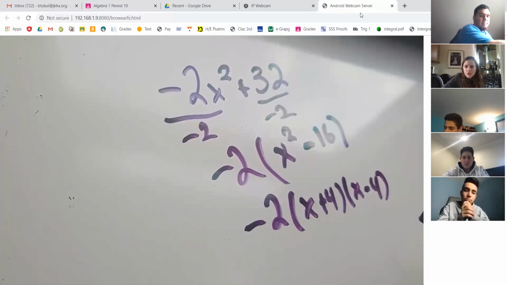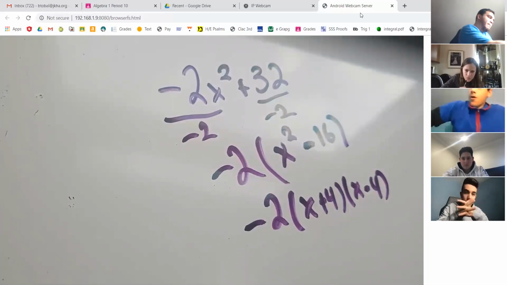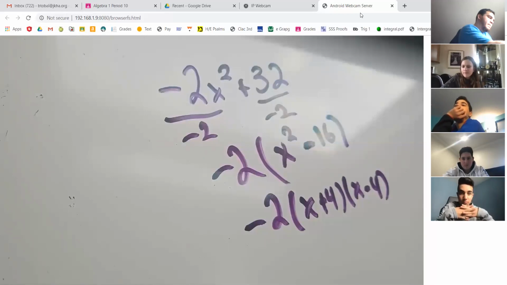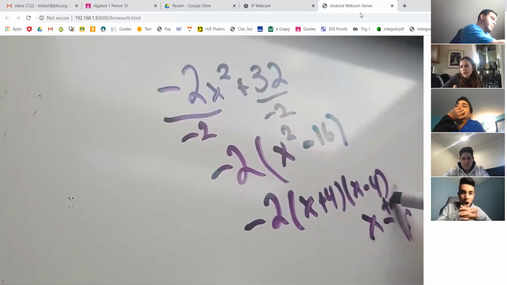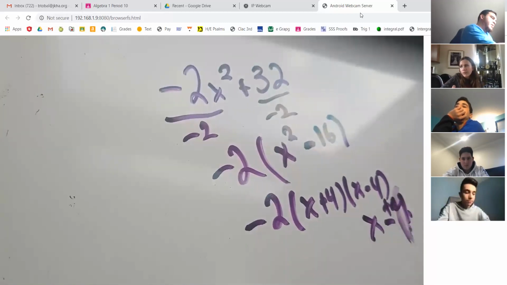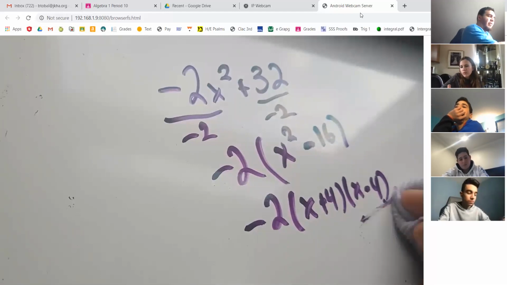Would you do two different plus and minuses, because the second one's minus? No, just write it how I wrote it. That's guaranteed to be correct, okay?